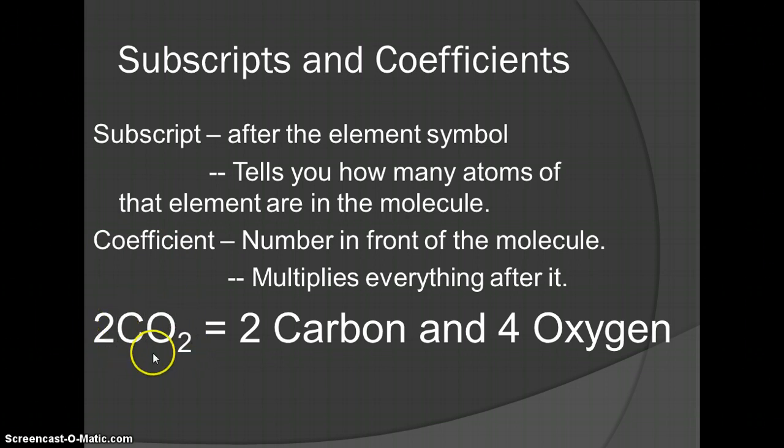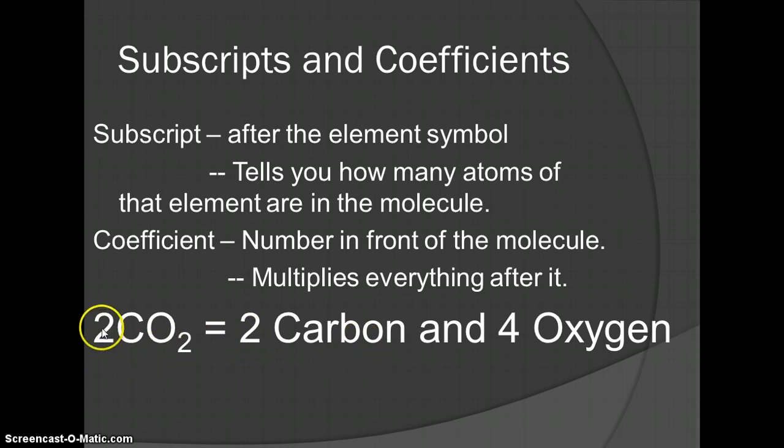So the whole molecule is a CO2, and the coefficient in front is 2. And that multiplies everything that comes after it. So in this entire molecule, we have to multiply this 2 by the subscript for C, which there isn't one, which means 1. So 2 times the subscript 1 is 2 carbons.